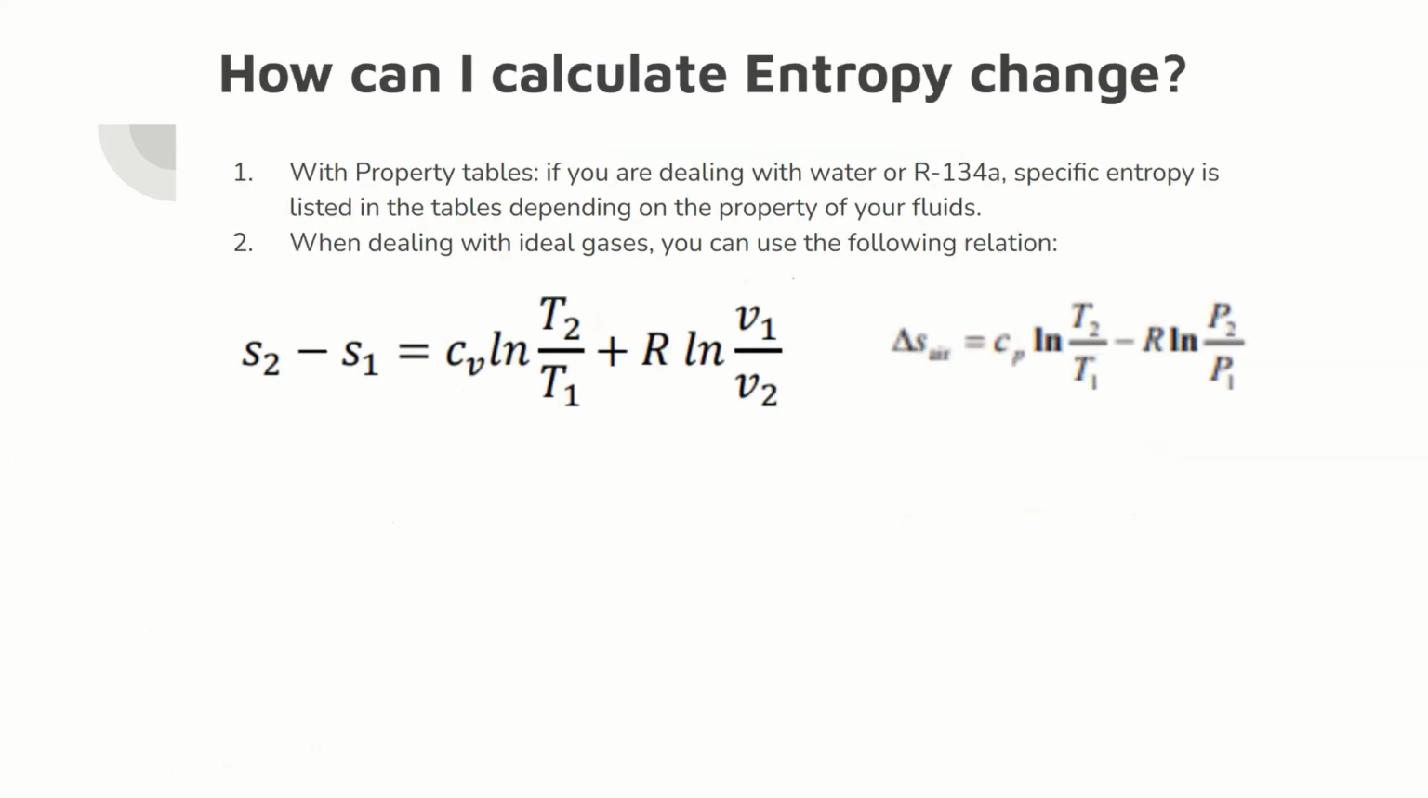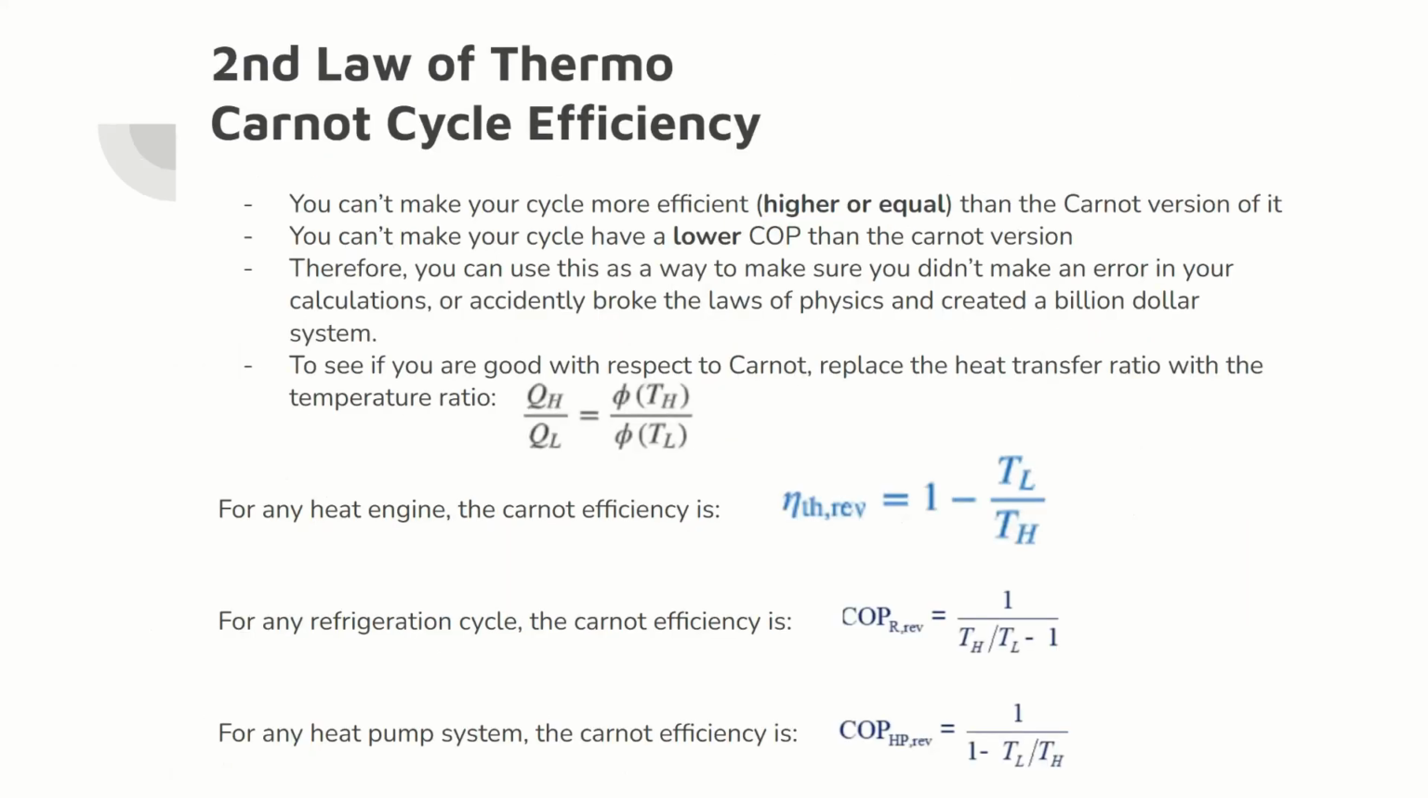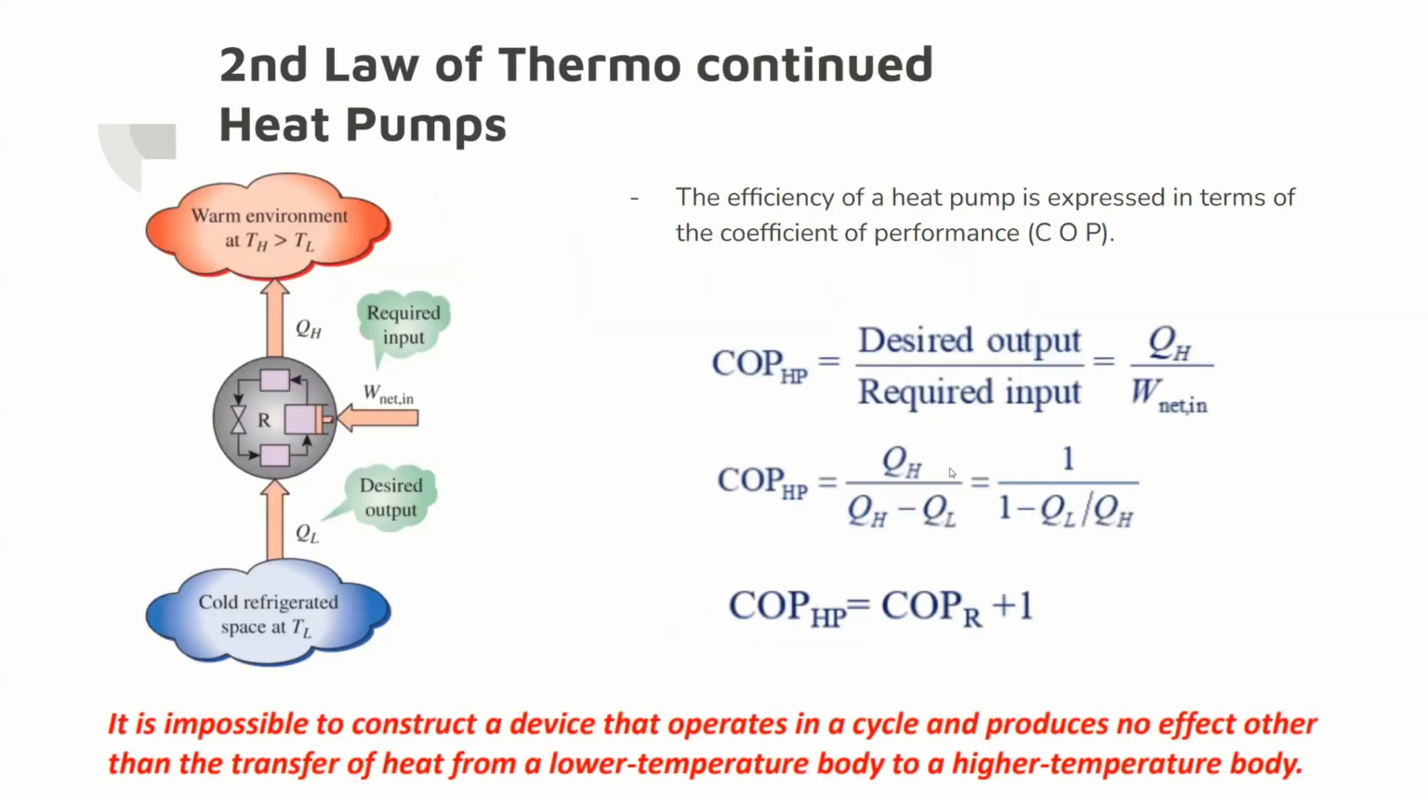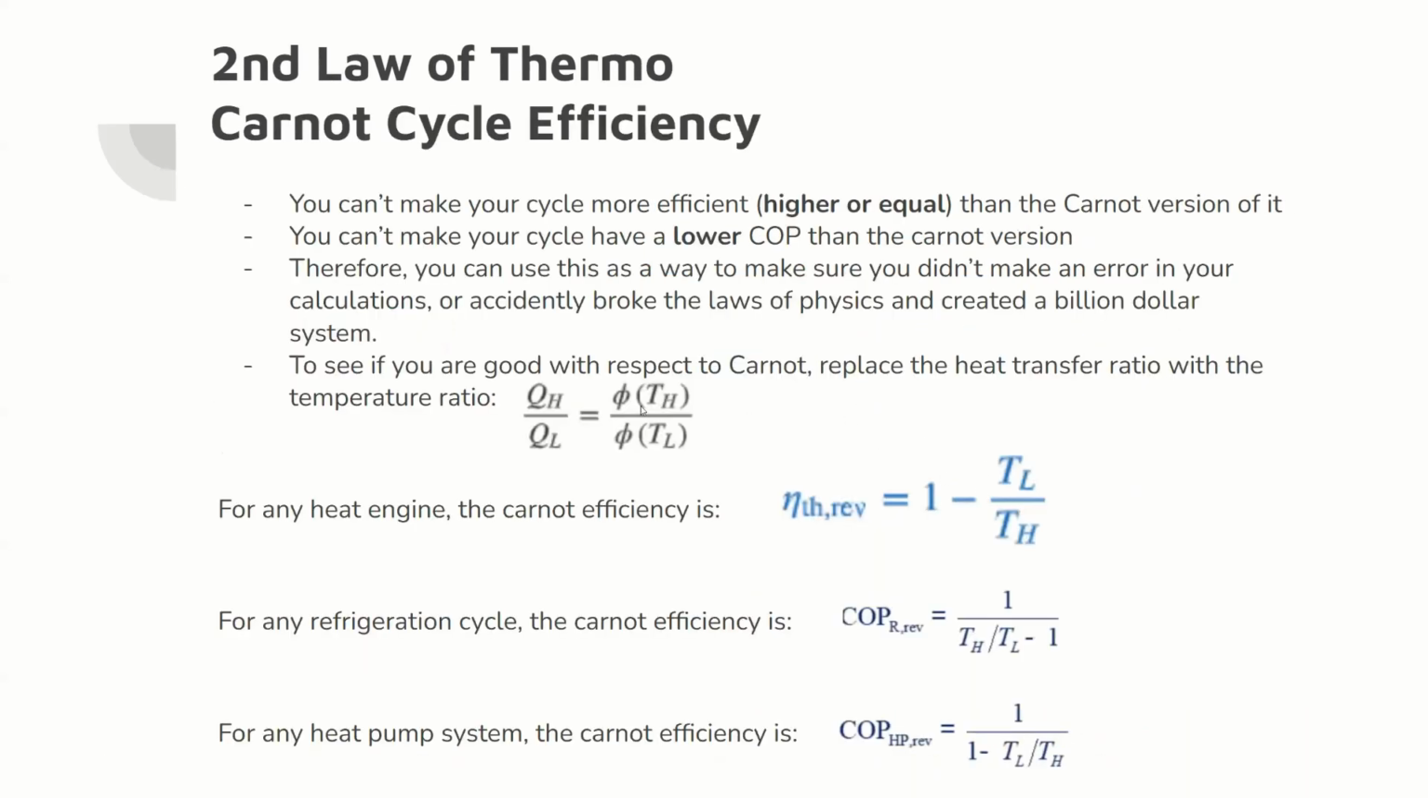All right, this should be the 3 last slides. So Carnot cycle efficiency. In some exercises, they may ask you, what is the highest efficiency or coefficient of performance that can be obtained with this system? And Carnot, some guy in the past, created this equation, which is pretty much you replace your thermal efficiency equations or your coefficient of performance equations. You replace the heat transfer with your temperature.